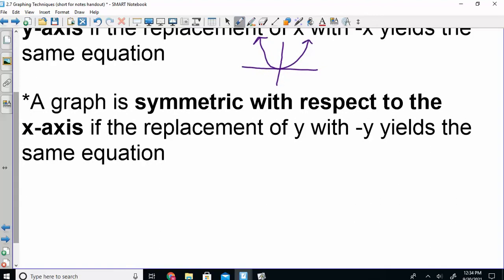Symmetric over the x-axis means both a positive and negative y give the same x. So something like this. If I fold that graph on the x-axis, it overlaps itself. Positive y and negative y correspond to the same x value. Is that a function, by the way? No. So when we're looking at functions, we won't have to worry about symmetry to the x-axis. But if I just give you an equation, we'll check it.